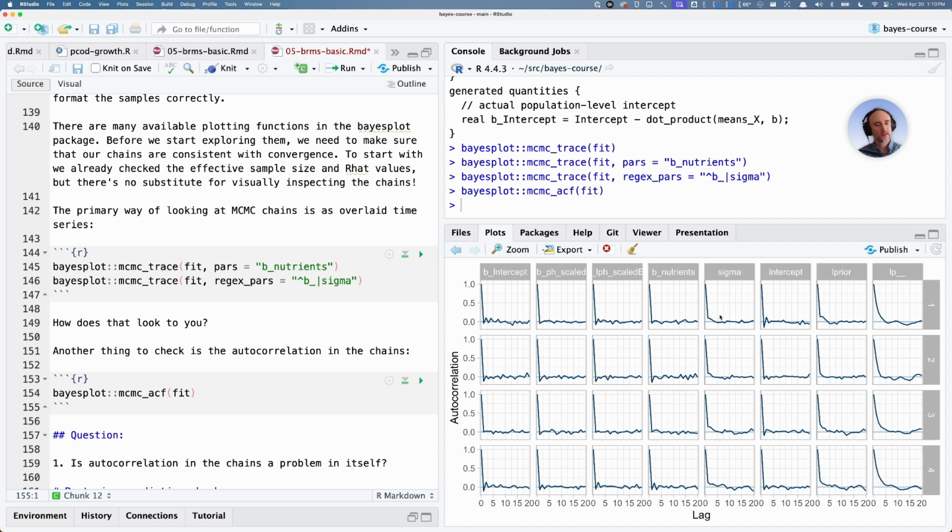There's a little bit of autocorrelation in sigma and in the total log posterior. But as we talked about last week, that isn't really a problem in itself. It just means there's less information in the MCMC samples themselves than the total number of samples. So that gets reflected in the effective sample size. If you had really strong autocorrelation, you might see this going out hundreds, let's say, of lags out. You'd have strong correlation, and you might need to reparameterize your model or have more samples.